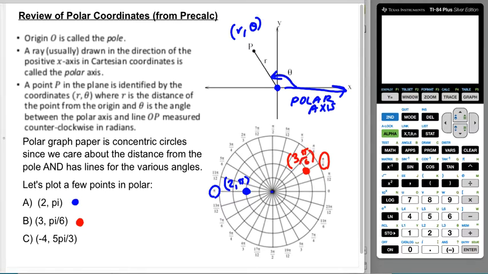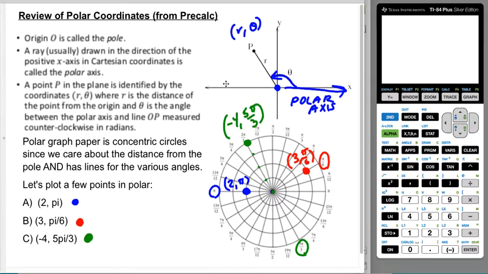And then the last one's a little bit tricky, so we'll do this one in green. It's negative 4 comma 5 pi over 3. So I'm going to start where 5 pi over 3 is, which is right here. But then instead of walking this direction, I'm not going to walk towards 5 pi over 3. I'm going to walk backwards 4 units, which is going to be to 2 pi over 3. So 1, 2, 3, 4. This is the point negative 4 comma 5 pi over 3.